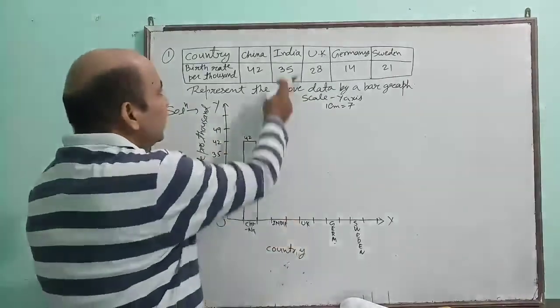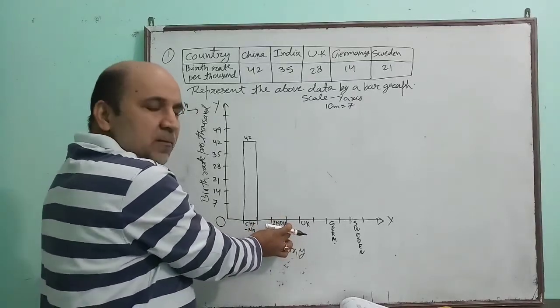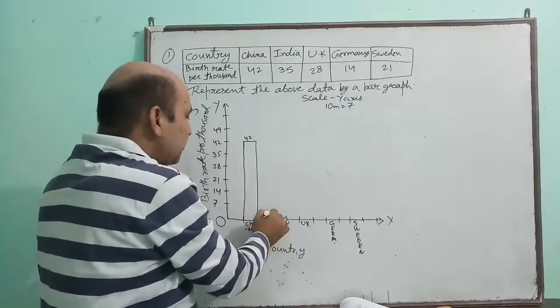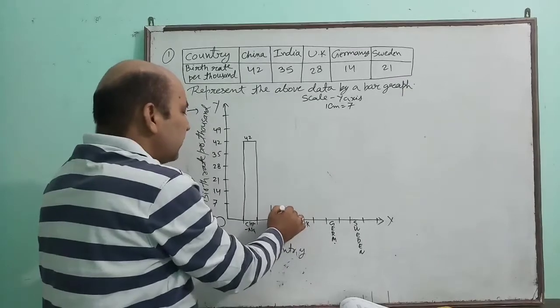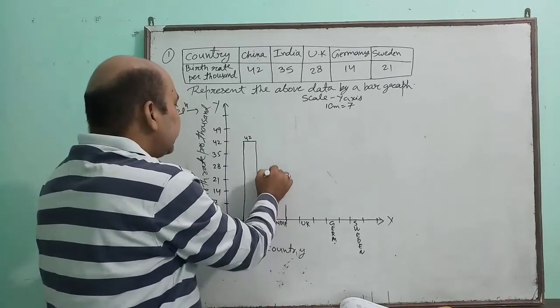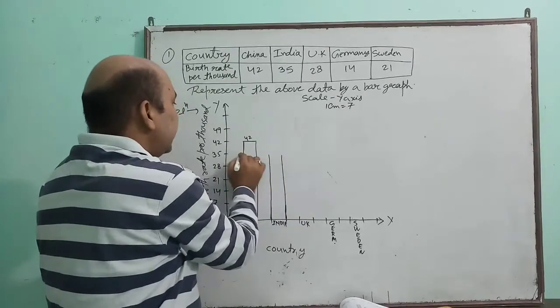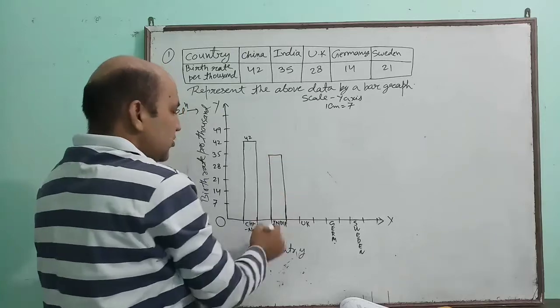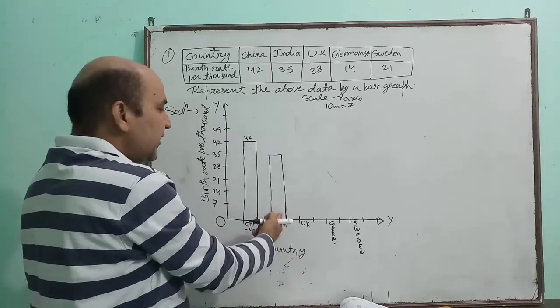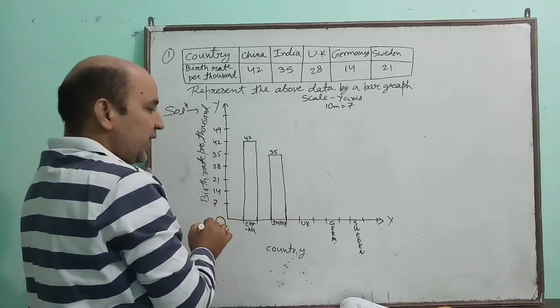Now India's birth rate is 35, so again the fourth box is representing India. So from both sides of the box, we will draw the line till it reaches 35. See here, in front of 35. Again, this is looking like a rectangle, and at the top of it, we will write 35.